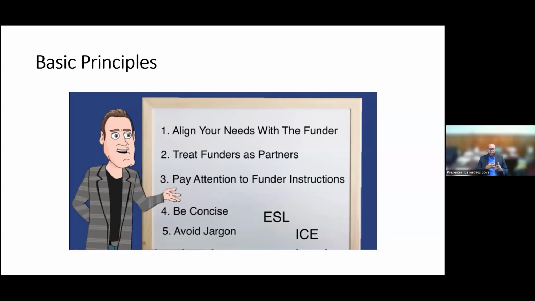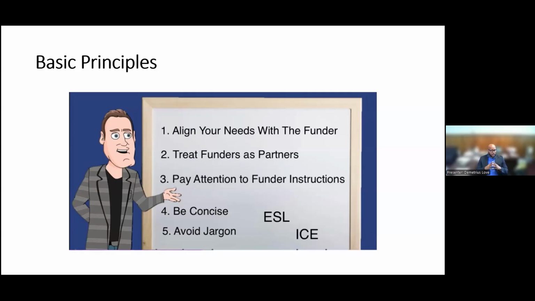This is the one way that funders can control how grants are being submitted and how they're being reviewed: by simply following the instructions. It speaks volumes. So pay attention to the instructions given to you when you start a grant proposal. All right. Be concise.